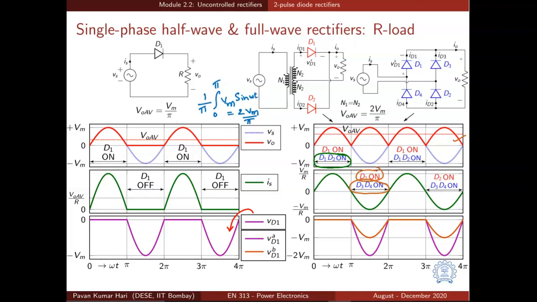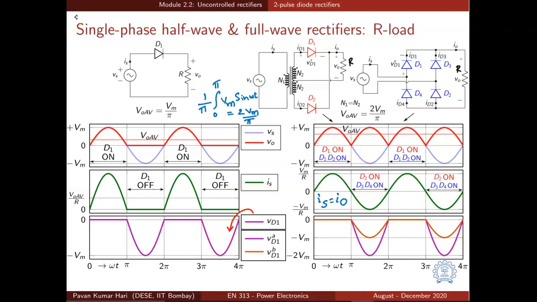How does the current flow in the positive half cycle? In the case of 2 diode rectifier, current flows like this, and in the case of 4 diode rectifier or bridge rectifier, current flows through D1 and D2 and comes back to the source like this. So the source current Is is equal to IO in the positive half cycle as shown. And how does IO vary? IO is simply VO by R. R is the value of the output resistance, load resistance shown here.